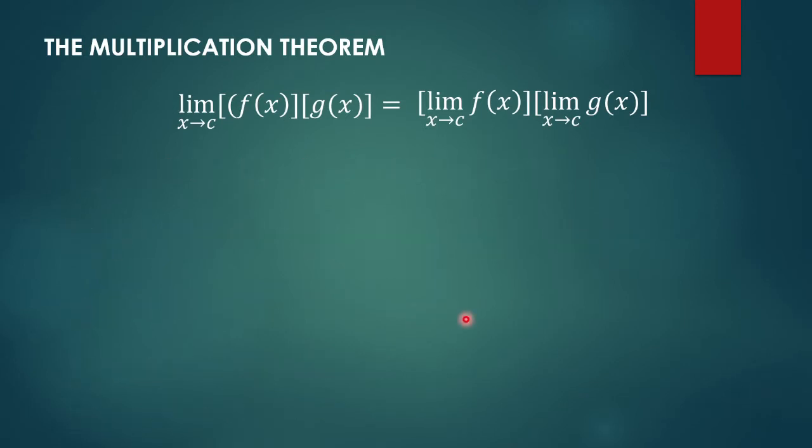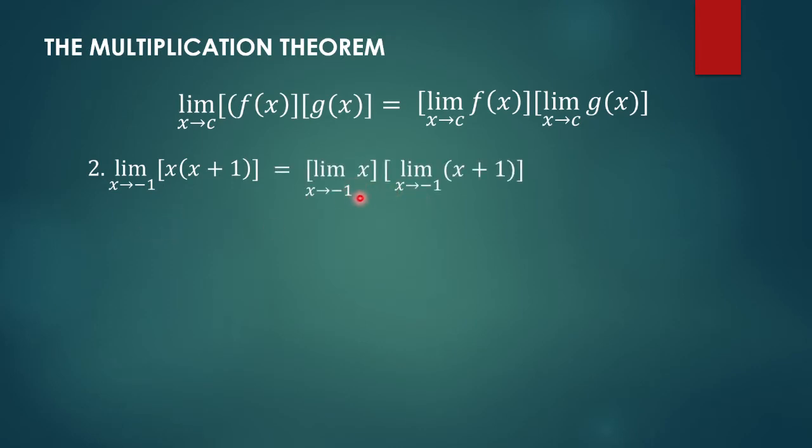Another example, let's say we have the limit of the product of x and x plus 1 as x approaches negative 1. So we can write this as the limit of x as x approaches negative 1 times the limit of x plus 1 as x approaches negative 1.